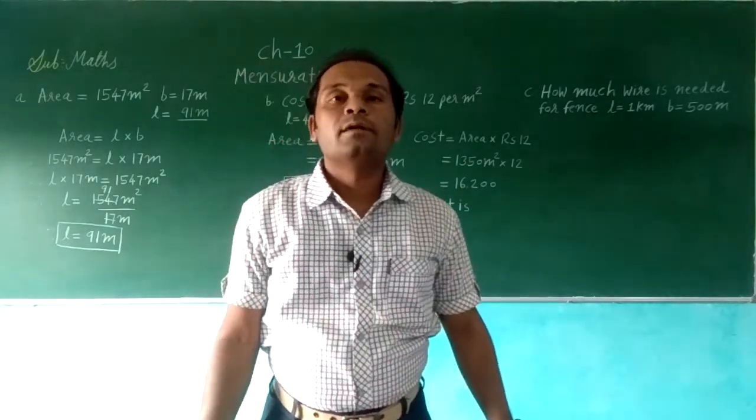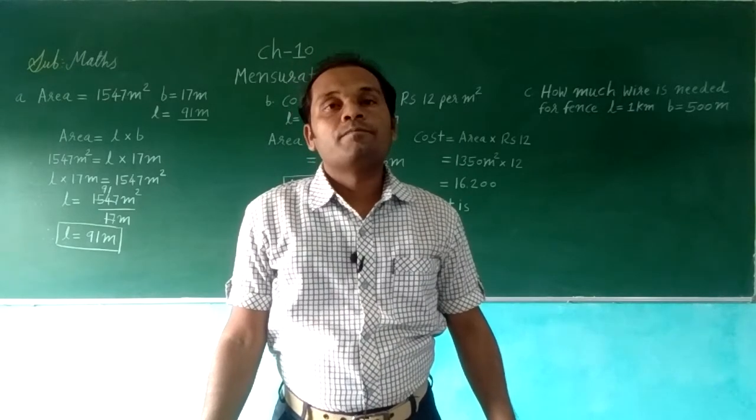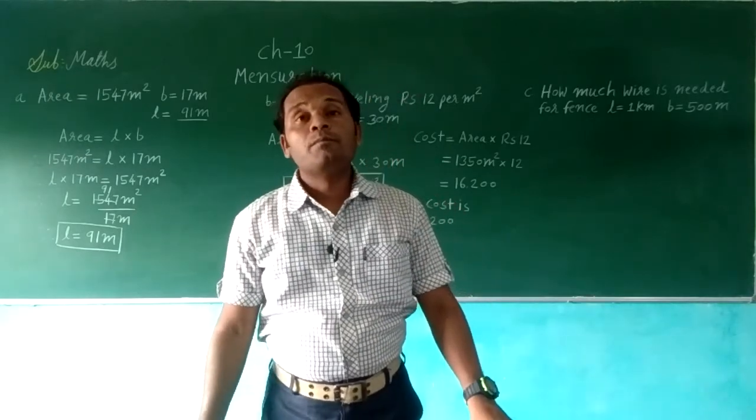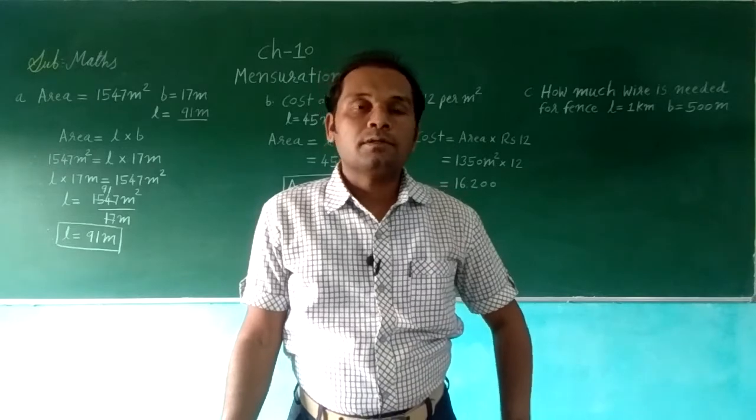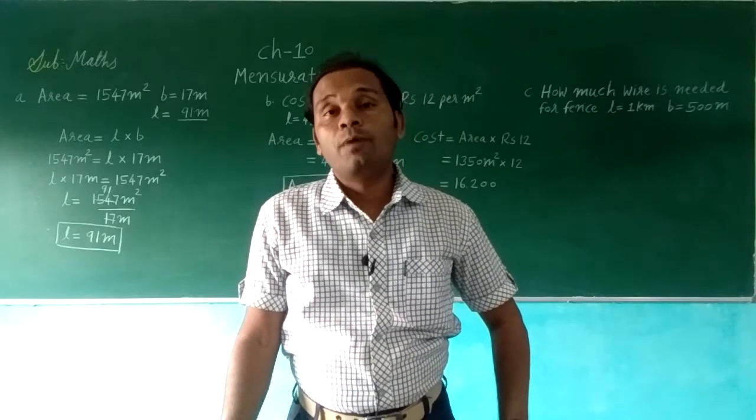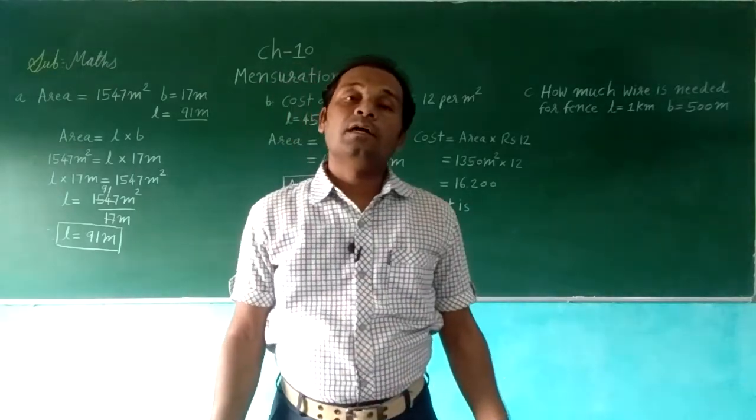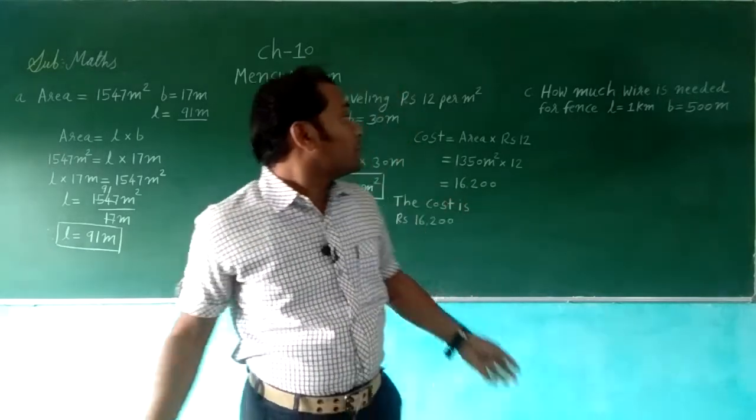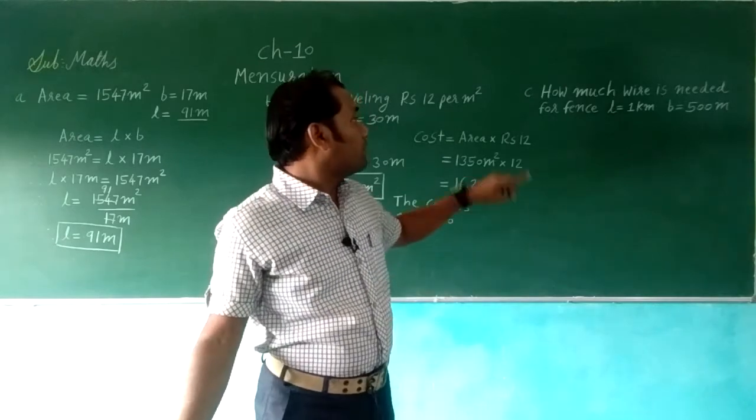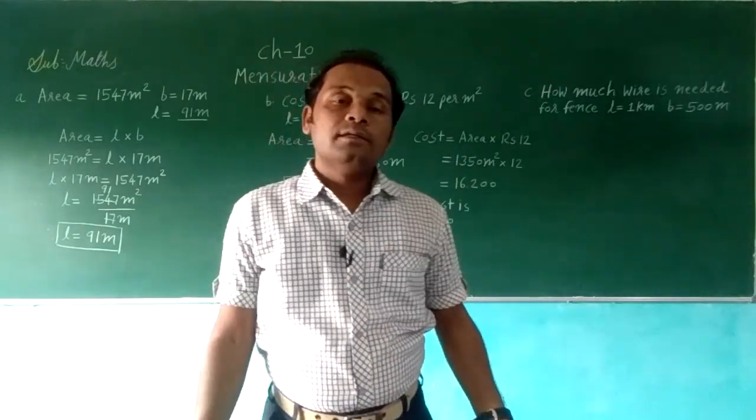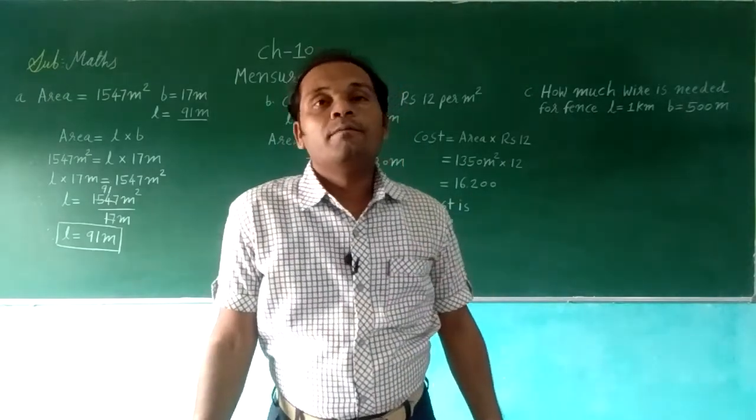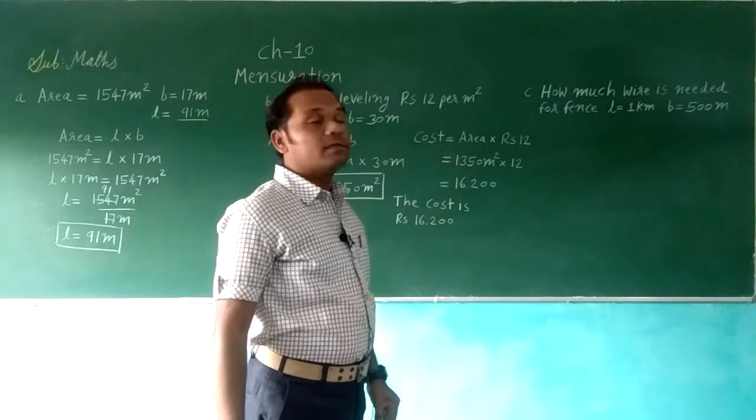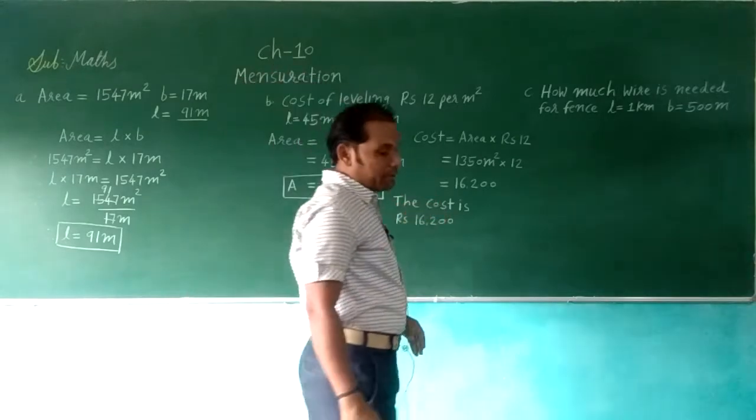We need to find the perimeter of that farm. That perimeter is the sum of the boundary, meaning the total length of the boundary. Perimeter means the sum of the lengths and breadths, the sum of the boundary. So how much wire is needed, we can find very easily by that method. We need to find the perimeter of that field, and so we'll find how much wire is needed.